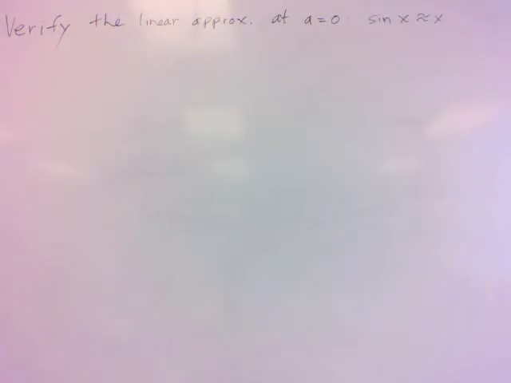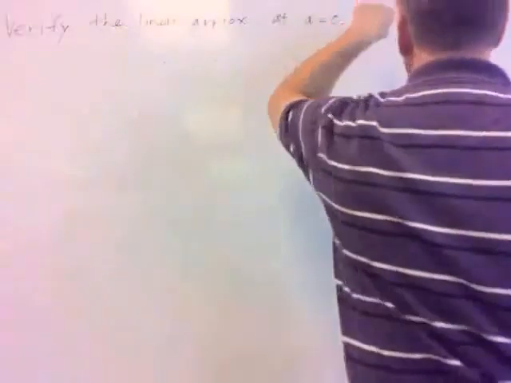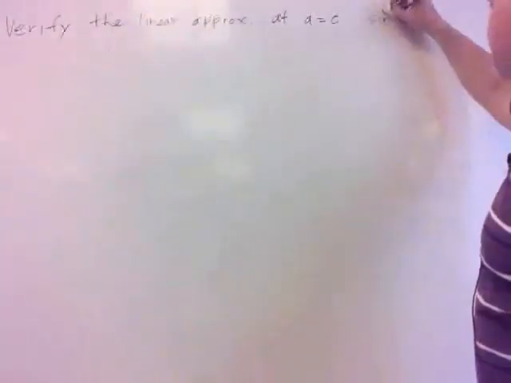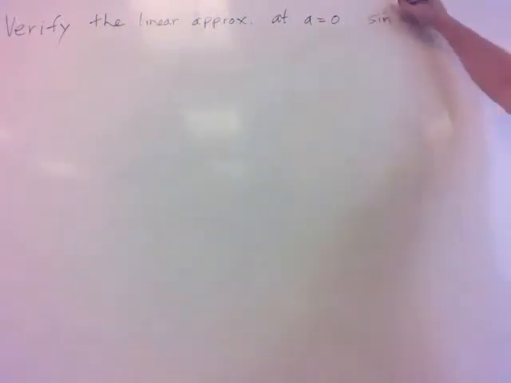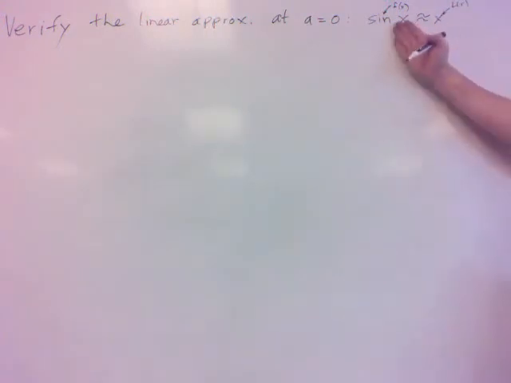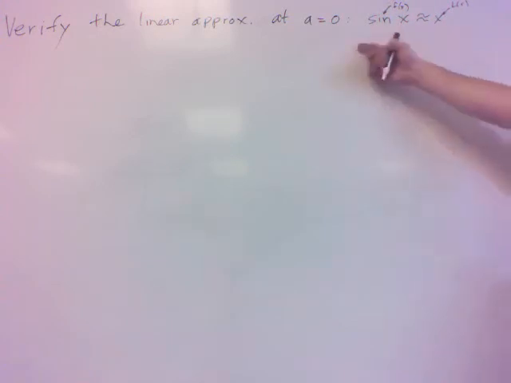Now, what do they want us to do here? Well, what they're saying is, if my function is sine of x, the function is sine of x, then the linearization at 0, L of x is x. That's all they're saying. They're saying this function can be approximated by x. Just that function at a equals 0 anyway. So that's what they're saying.